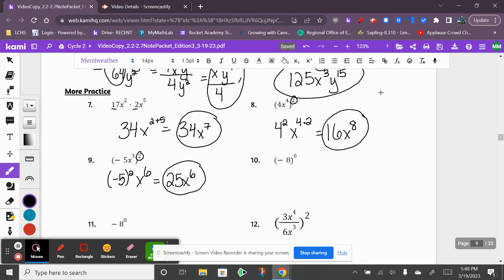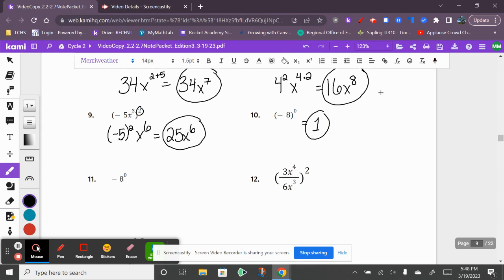For number 10, the entire thing is to the power of 0. So this is just going to equal 1. With this one, the negative is outside of the 8. So if it's not inside the parentheses, the negative is on the outside. So we would think of this as negative and then 8 to the power of 0. So we would have the opposite of 1, which would be negative 1.